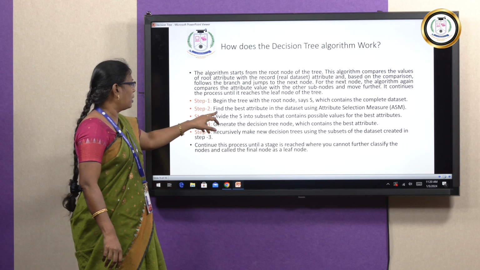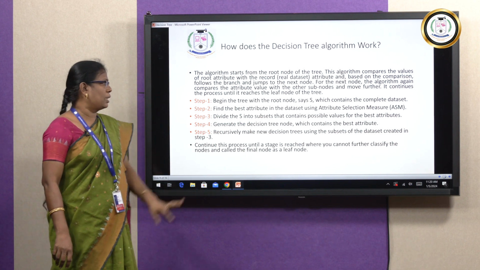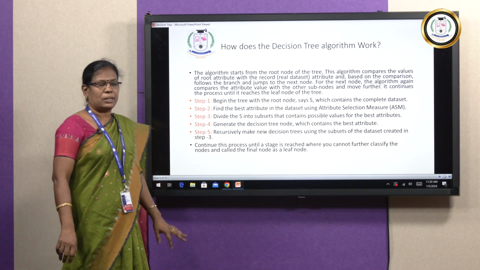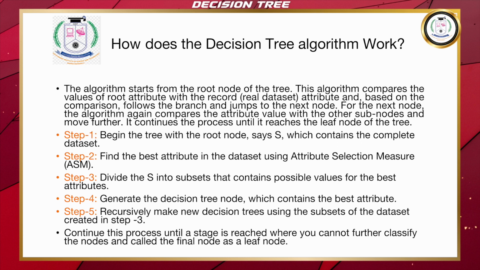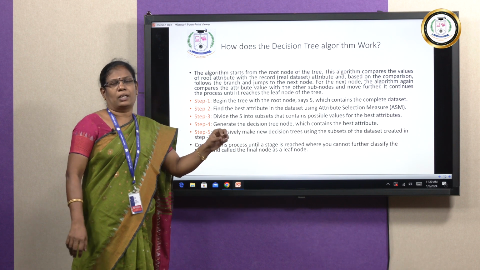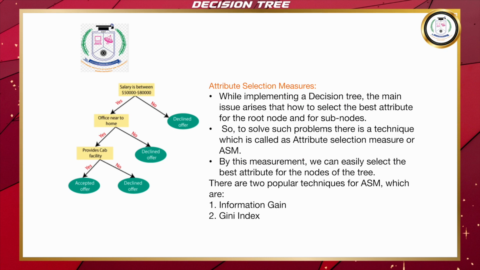Step 2: find the best attribute in the dataset using ASM, attribute selection measure, and divide S into subsets that contain possible values for the best attribute. The next step is to generate the decision tree node which contains the best attribute, and recursively make new decisions based on the conditions. It will be further divided into nodes. So we have one example here.